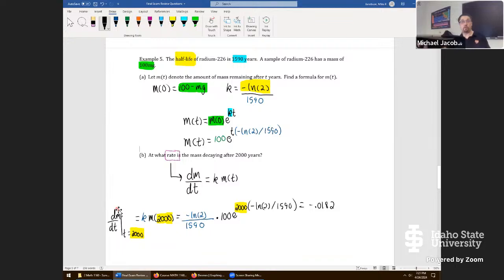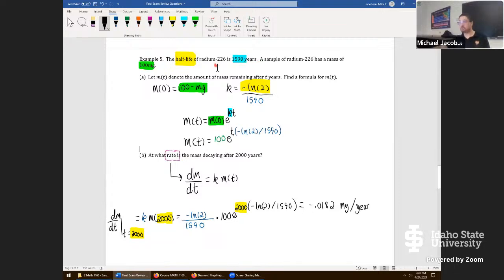But for the units on these, we go up to the numerator of Leibniz notation. Mass was in units of milligrams, so this is milligrams per, I'll just use a fraction for the per. Go down to the denominator, time was in years, so milligrams per year.